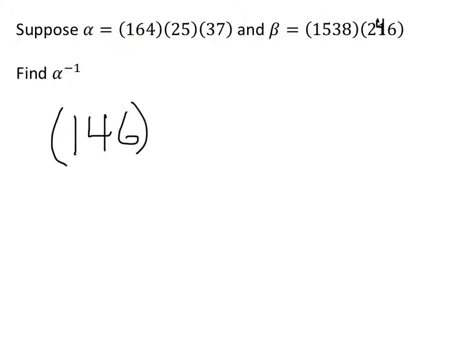Now, something you might notice is that what did we do? We essentially just took the very first element of the cycle and wrote the remaining elements backwards. 1, 4, 6.